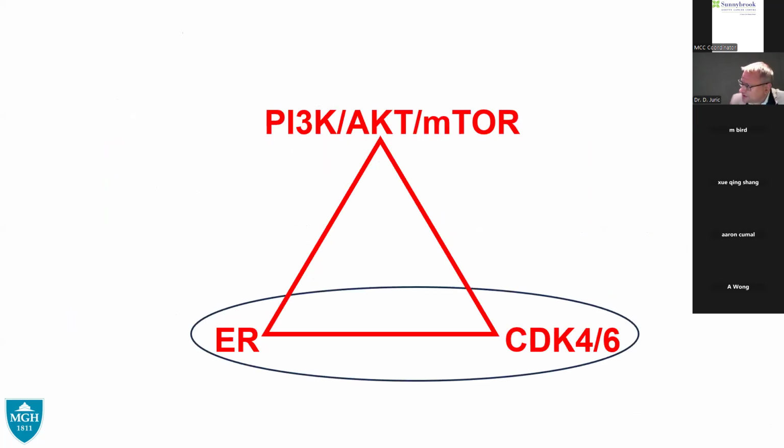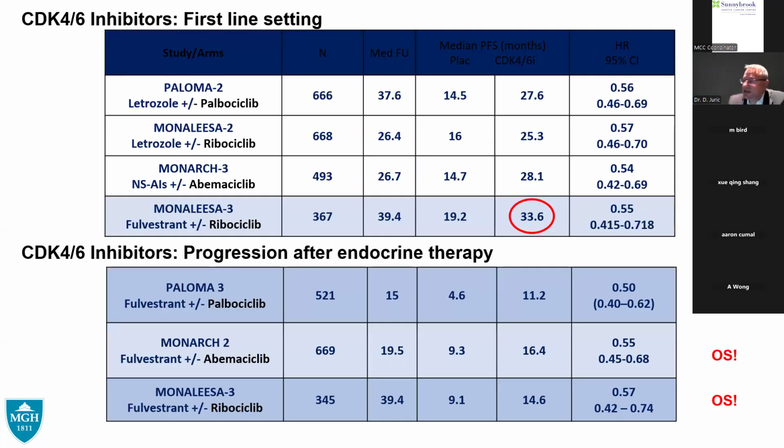But let's go back now to the second sort of success and now the dominant strategy for the treatment of this disease, which is to go after the base of the triangle, to go after ER and CDK4/6. This just summarizes how important that strategy is. This is one of the most impressive bodies of research that you see in all of oncology. I cannot really find as many good examples of this extensive series of global phase 3 trials that demonstrate the utility of CDK4/6 inhibition.